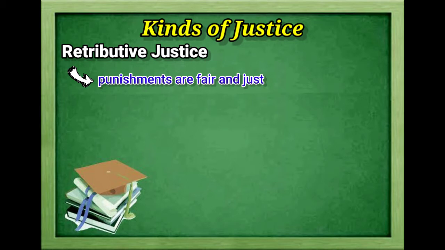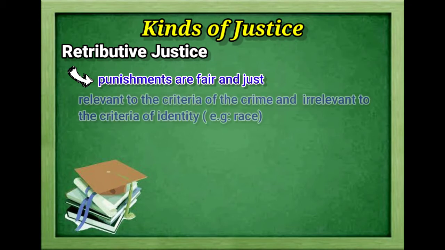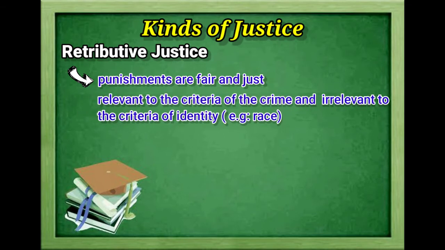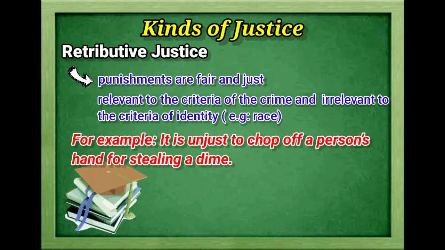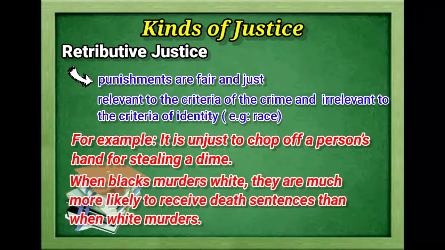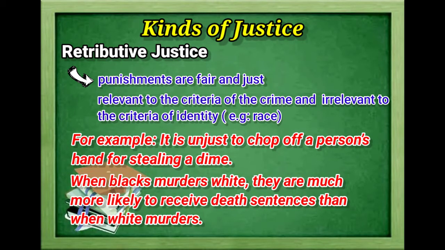In general, punishments are held to be just to the extent that they take into account relevant criteria such as the seriousness of the crime and the intent of the criminal, and disregard irrelevant criteria such as race. For example, it is unjust to chop off a person's hand for stealing a dime. Another scenario is that when blacks murder whites, they are much more likely to receive death sentences than when whites murder.